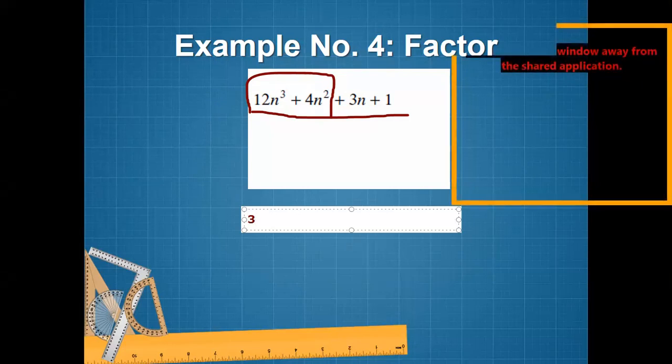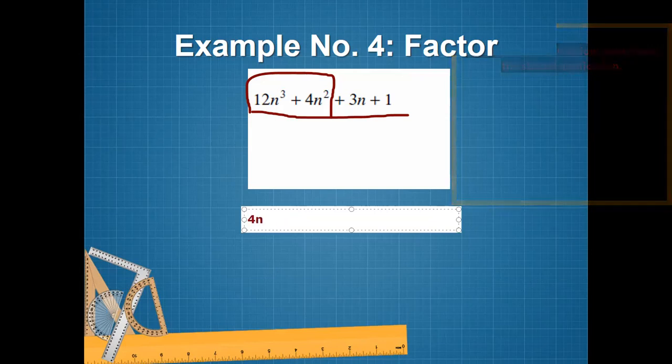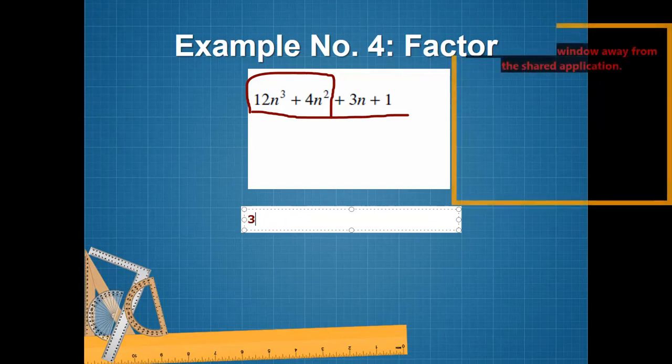Okay. So n cubed and 4n squared. The greatest common factor between n cubed and n squared is n squared, multiplied by 4n, or we can also say that this is 4n. Okay, so this is 3n squared and 4n. So we can say that this is 4n squared multiplied by 3n plus 1.